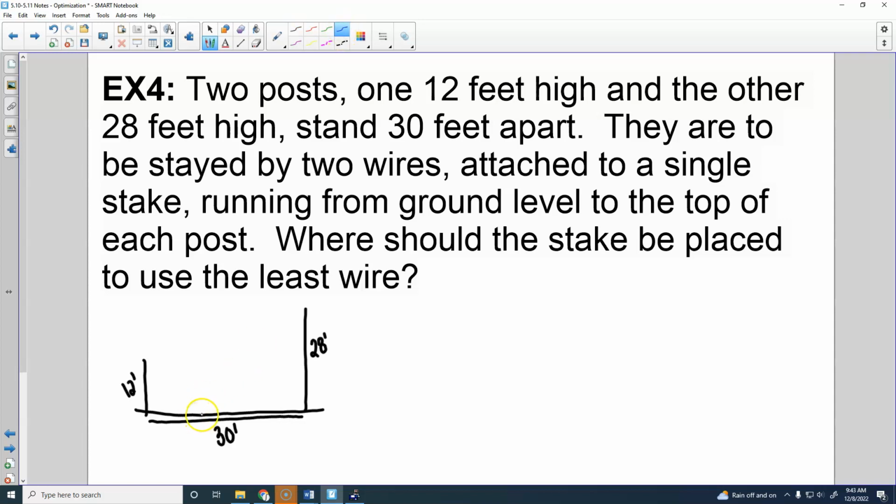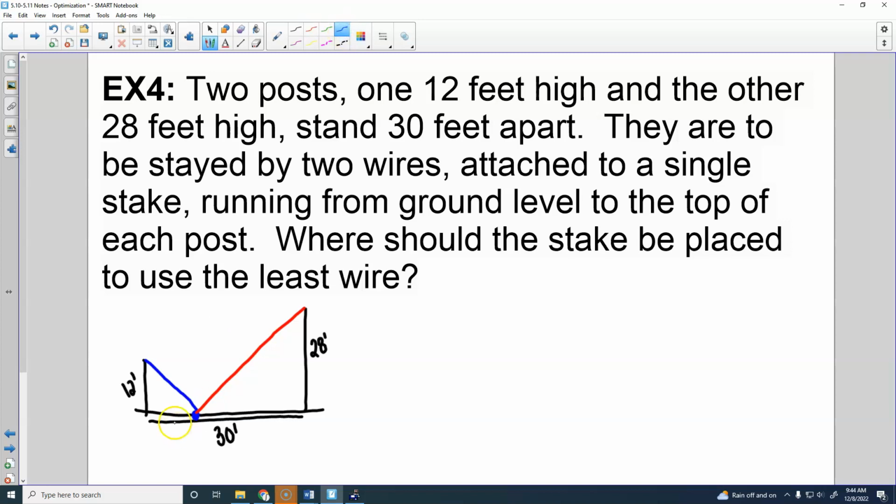So let's imagine that our stake is right here, and we're going to put a wire here and a second wire here. And so we need to use the least wire, so that what we're minimizing is our amount of wire that we're using. So we need an equation that gives us the amount of wire. And we would prefer for that equation to be just one variable, not 2. Right? So, what do you think?